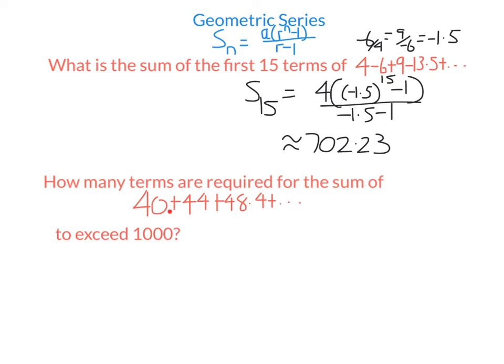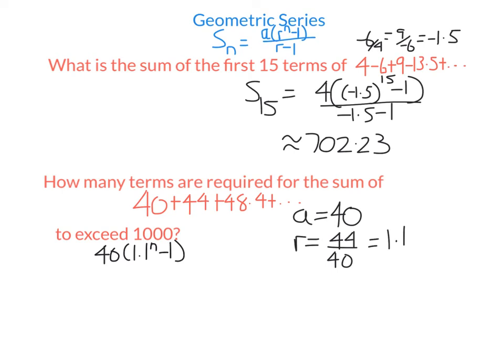So how many terms are required for the sum of this series to exceed 1,000? So this time, how many terms? We're actually looking for n. We know a is equal to 40. Now r, if you don't know what it is, take any term and divide by the previous term. It's actually 1.1. So what we're going to do is substitute everything we know into this formula to find what we don't know. So the sum of the geometric series here is going to be a times r to the power of n minus 1, over r minus 1. I want this to be greater than 1,000.